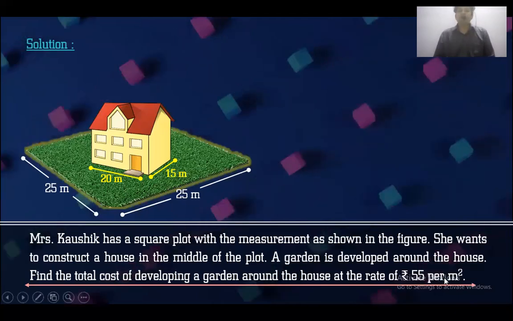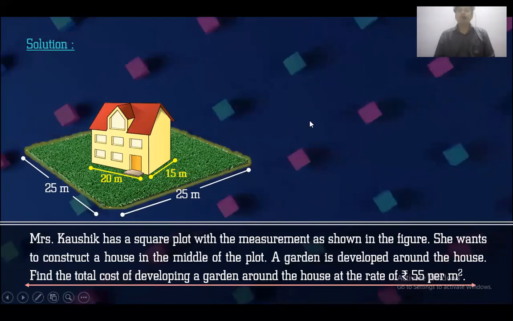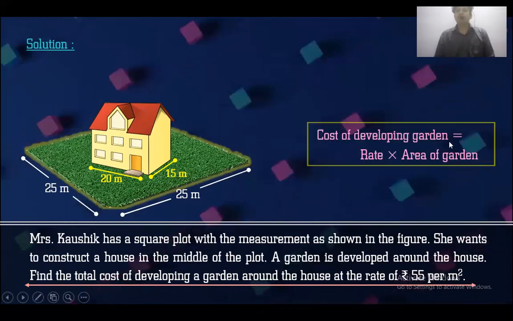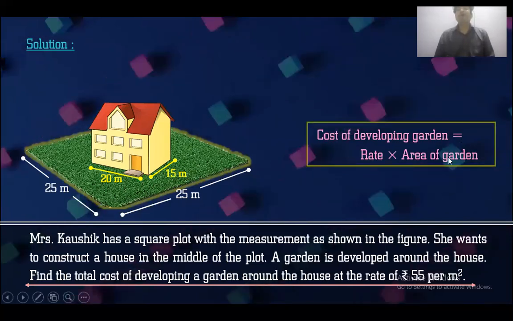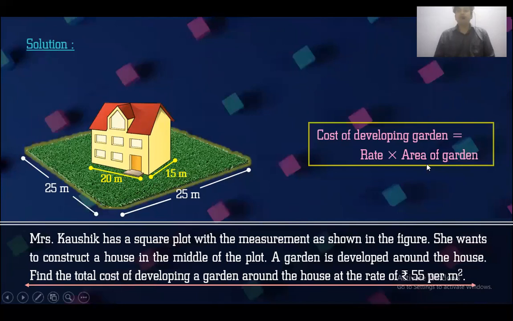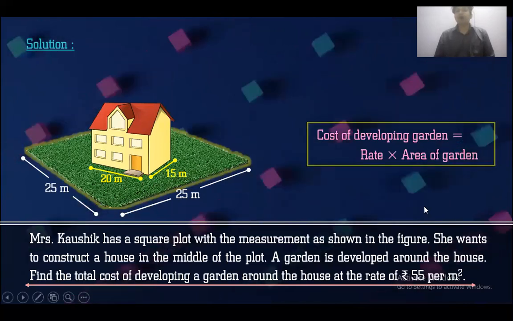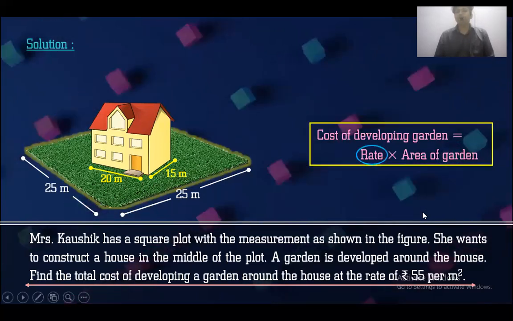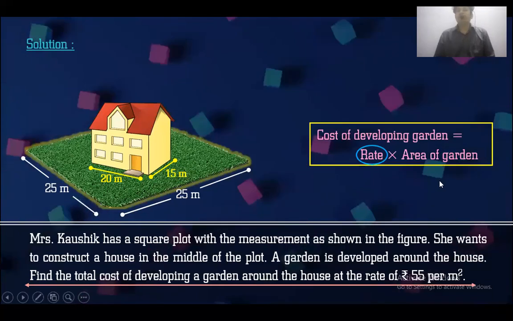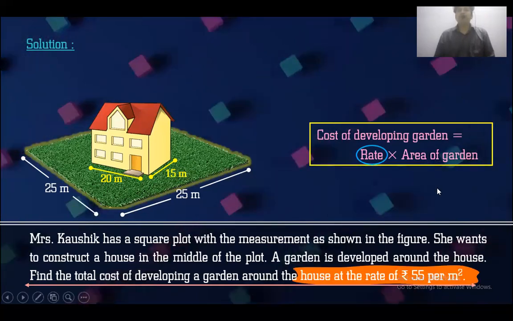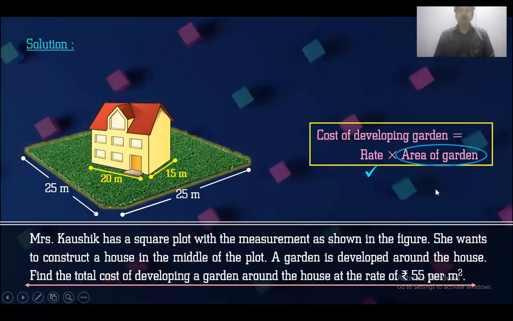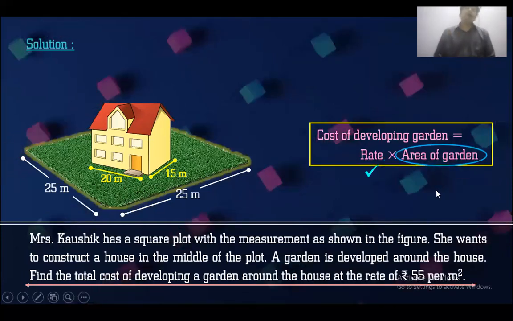So obviously, in order to get the cost, the cost of developing a garden will be equal to the rate, whatever rate is given per meter square, multiplied by the area of garden. Okay, so now the rate is already given in the question, which is 55 per meter square. But the area of garden is not given directly. So first the task is to find the area of garden. Can anyone tell me how will you find the area of garden?